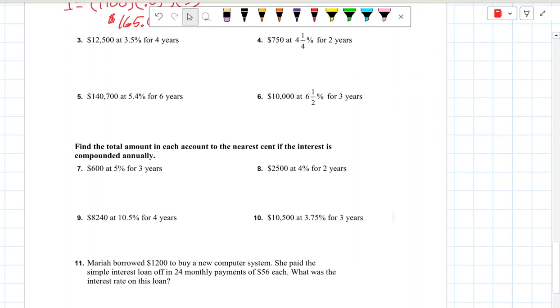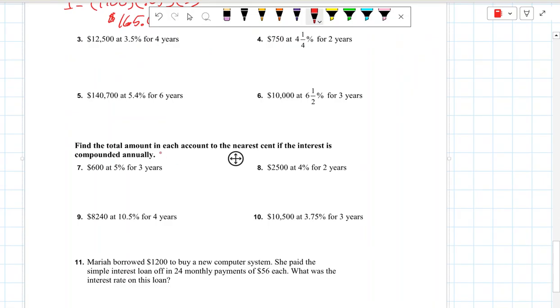Let's go down to number 7. Find the total amount in each account to the nearest cent if the interest is compounded annually. It's telling you annually. All right, compounded annually. So we know what to do here. We do 600 and then 100%. I'm going to change my 100% into the number 1 anyway. That is a whole. 1 plus 0.05 to the third power.